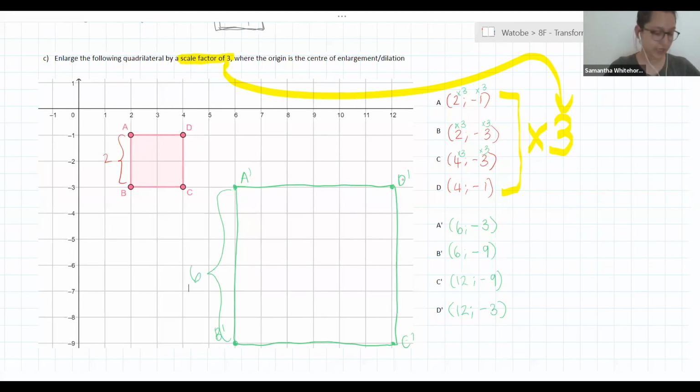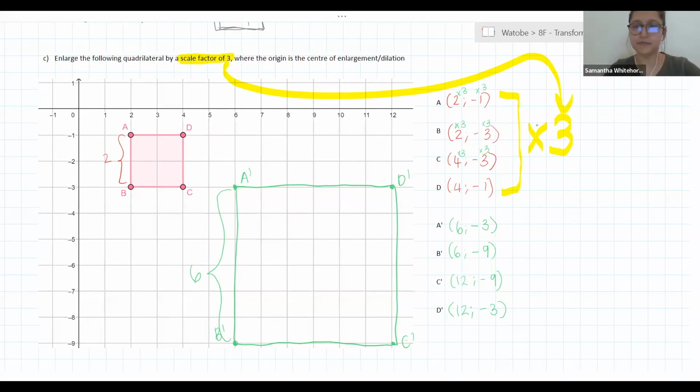Orotile, do you still have a question for us? Ma'am, I just wanted to ask, should we draw the bigger square once we're done doing the calculations? Yes, definitely. So once you know where all of the new coordinates are, you can draw in your larger shape. Thank you, ma'am. Pleasure.